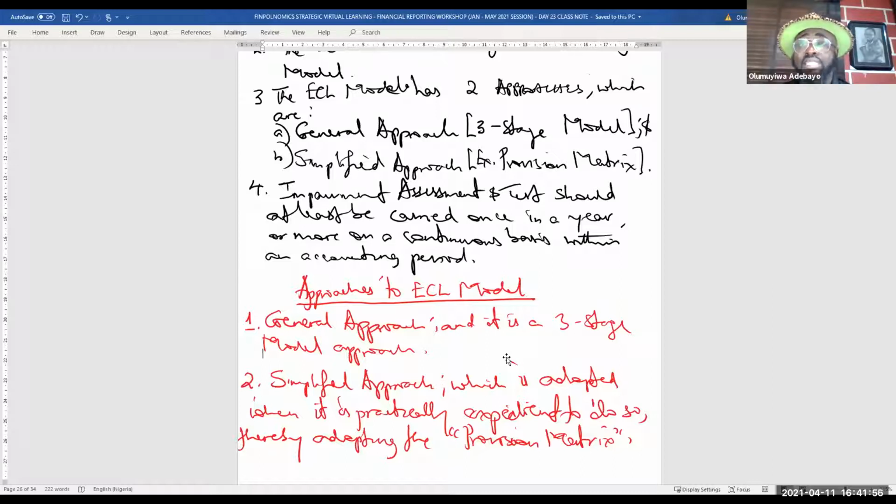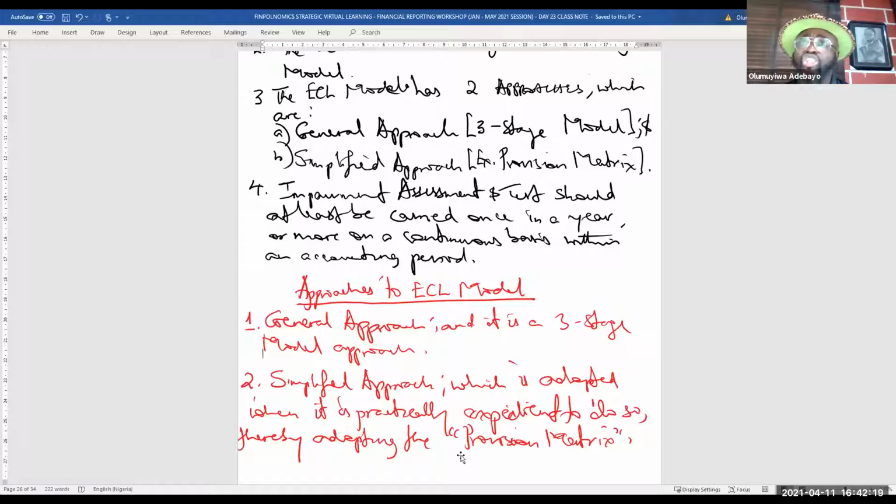Remember, the output of the impairment assessment is also not exact, it's just an estimate. That's why, as time goes on, you improve on those models and try to get it right at every point in time. Therefore, it is not something to kill yourself over. In order not to kill yourself, that's why we have the simplified approach. And what does the simplified approach do? It assists you to simplify the process of obtaining your expected credit loss.